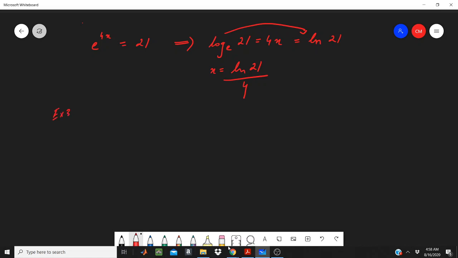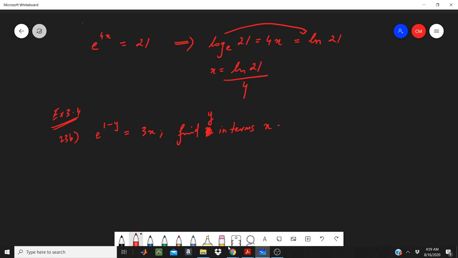in exercise 3.4, there is question 23b that we can look at. It says, given e raised to the power 1 minus y equals 3x, you have to find y in terms of x.